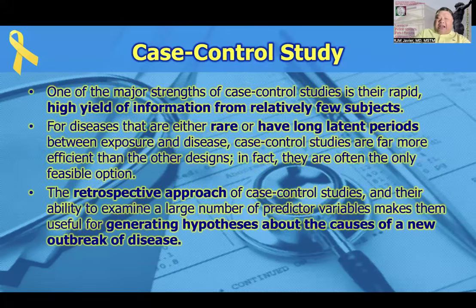So what are the strengths and weaknesses of your case control studies? One of the major strengths is that they have the ability to yield information even from just a relatively few subjects. If the disease outcome happens to be rare, or if your disease outcome tends to have a long latent period to be overtly notable, then your case control study would be very good.